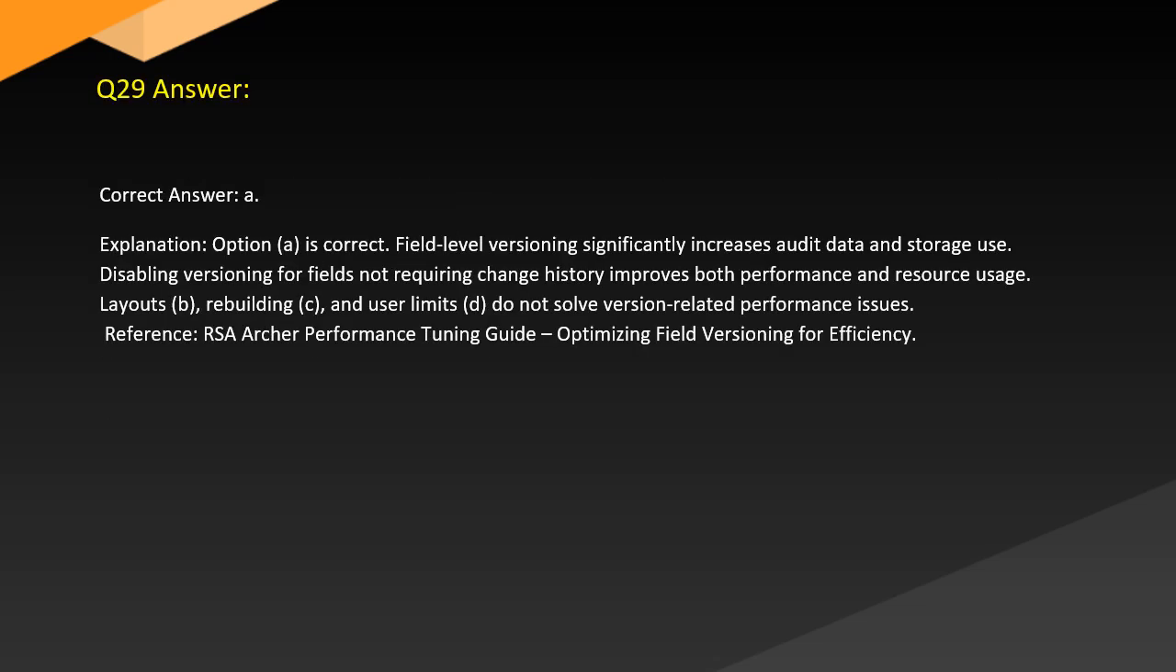Answer. Correct answer A. Explanation. Option A is correct. Field-level versioning significantly increases audit data and storage use. Disabling versioning for fields not requiring change history improves both performance and resource usage. Layouts B, rebuilding C, and user limits D do not solve version-related performance issues. Reference: RSA Archer Performance Tuning Guide, optimizing field versioning for efficiency.